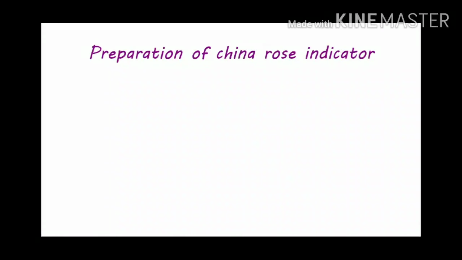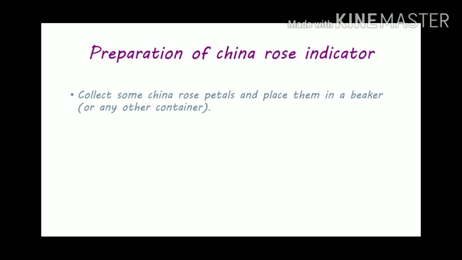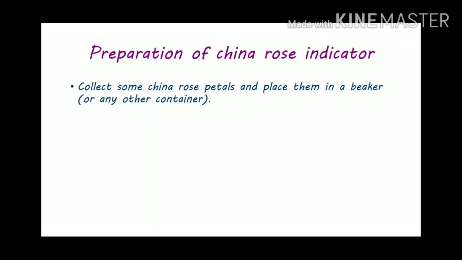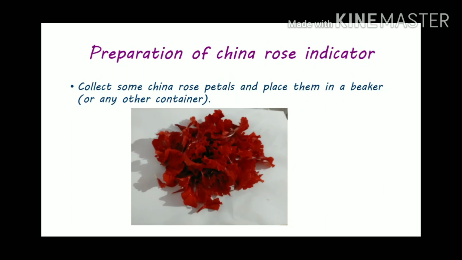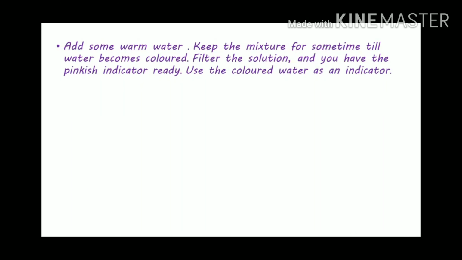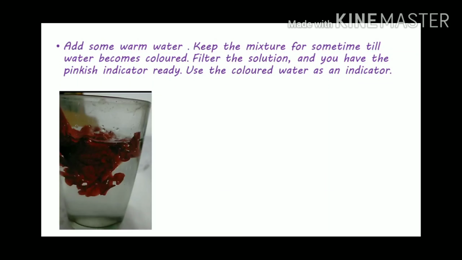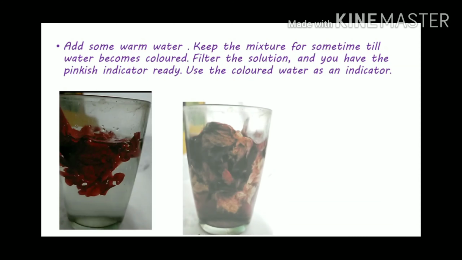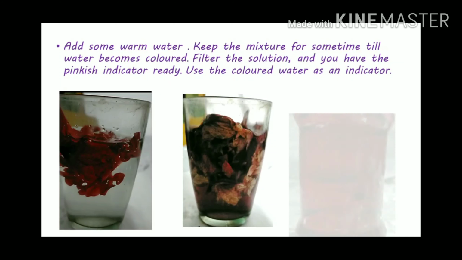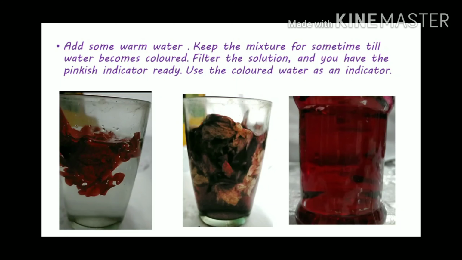Preparation of China rose indicator. Collect some China rose petals and place them in a beaker or any other container. Add some warm water. Keep the mixture for some time till water becomes colored. Filter the solution and you have the pinkish indicator ready. Use the colored water as an indicator.